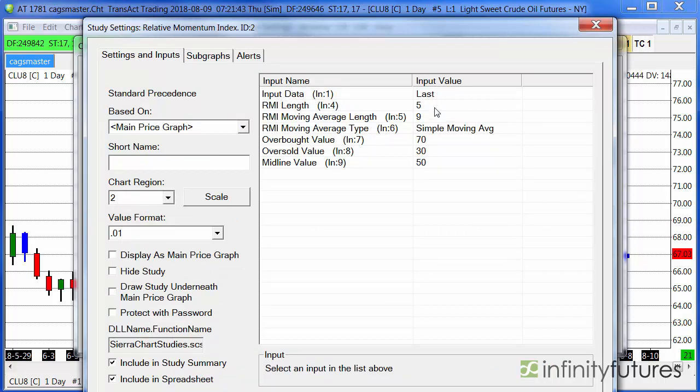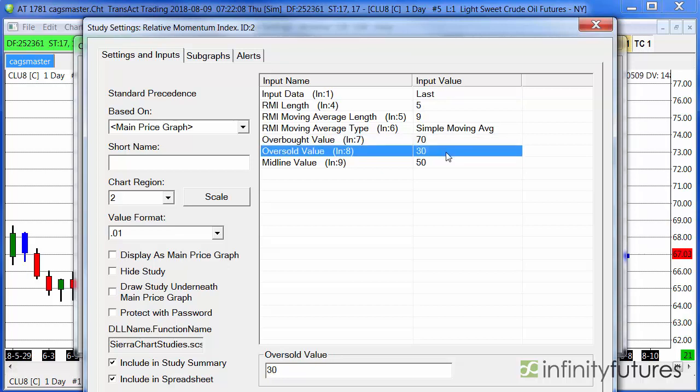So I'm going to go ahead and look at the settings, and sure enough, we have the RMI length set at 5. Average winners over a certain amount of days divided by average losers over a certain amount of days. This is set at 5. That's the default. You could experiment by changing that number to anything you'd like. The moving average of the result I have set at 9. Again, this is kind of a default standard. Overbought value is 70. That's default, and oversold value is 30. That's default. I adjust it to 80-20, but you could do whatever you'd like.